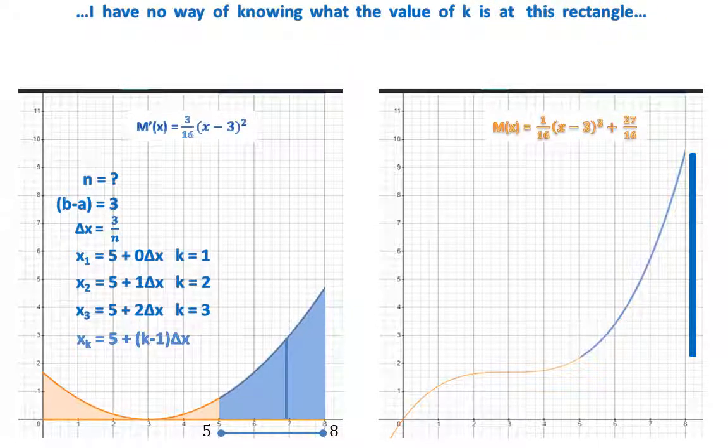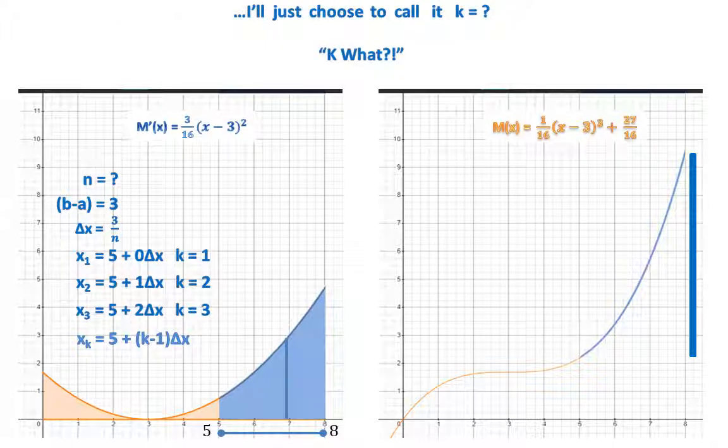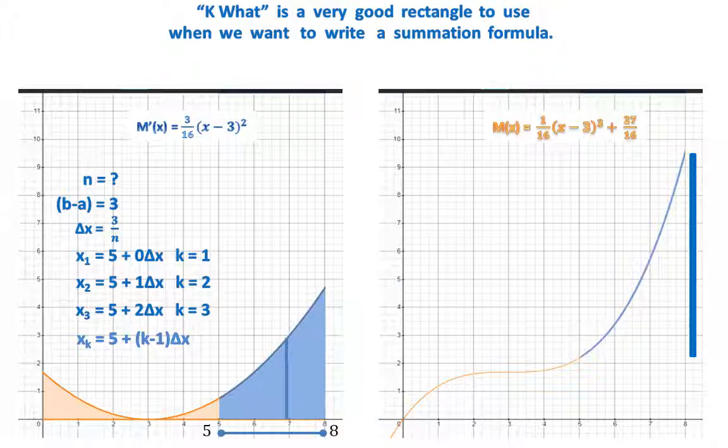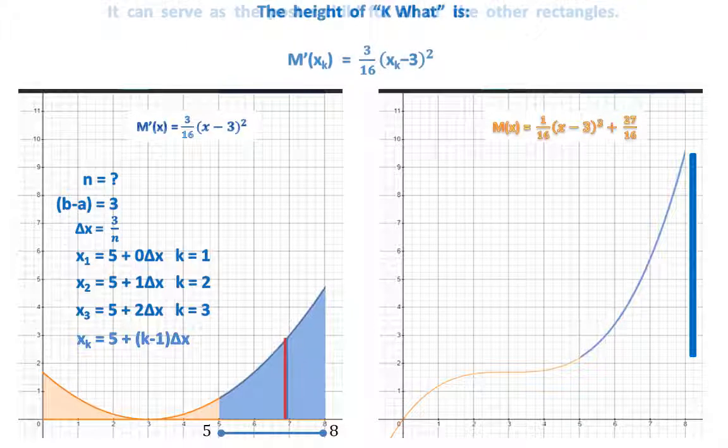I have no way of knowing what the value of k is at this rectangle. It may be the 50th rectangle, it could be the 3000th rectangle. I'll just choose to call it k-what. K-what is a very good rectangle to use when we want to write a summation formula. It can serve as the poster child for all of the other rectangles.